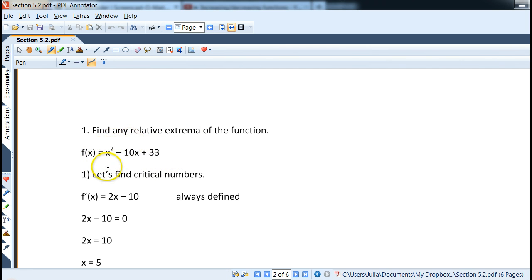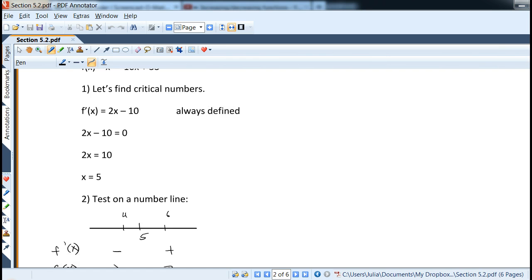So let's start with a relatively easy function, a quadratic function. We can find critical numbers by taking the derivative. So we have 2x minus 10. Notice it's always defined because it's a polynomial. We can set it equal to 0. Usually I try to do this separately. Solve for it. It's x equals 5.